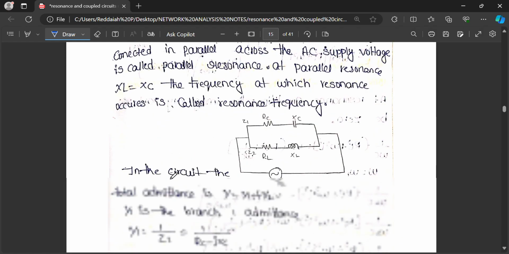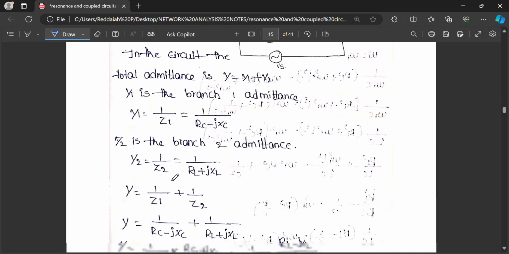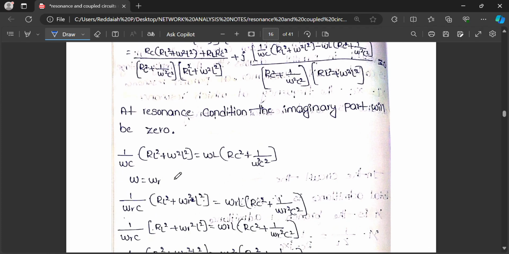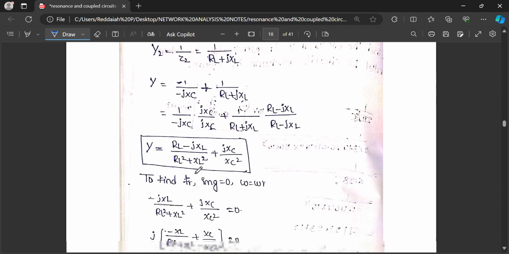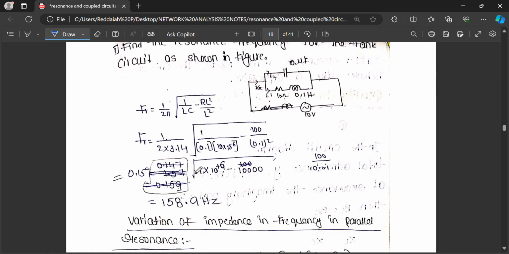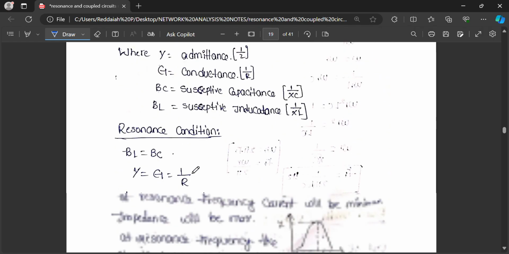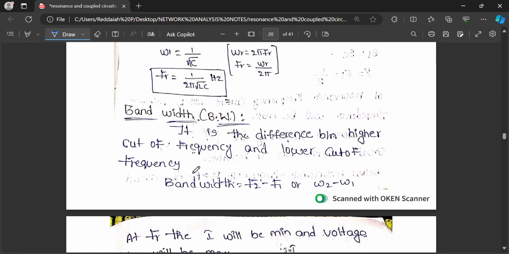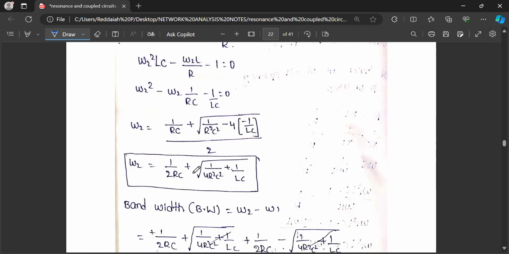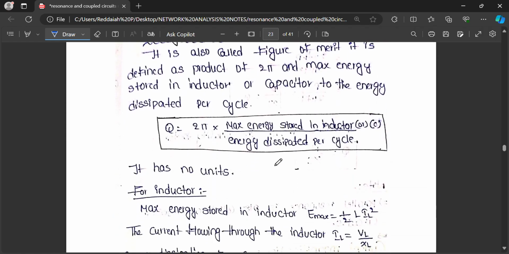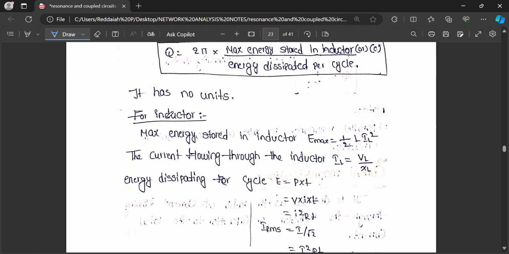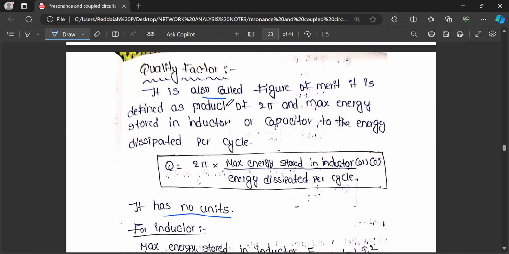Similarly, we go for parallel resonance or anti-resonance. Now we go for coupled circuits, which we left in unit 4. This is parallel resonance. Let us see quality factor. It is energy stored in the inductor per energy dissipated per cycle. Quality factor does not have any units. Quality factor is also called the figure of merit.